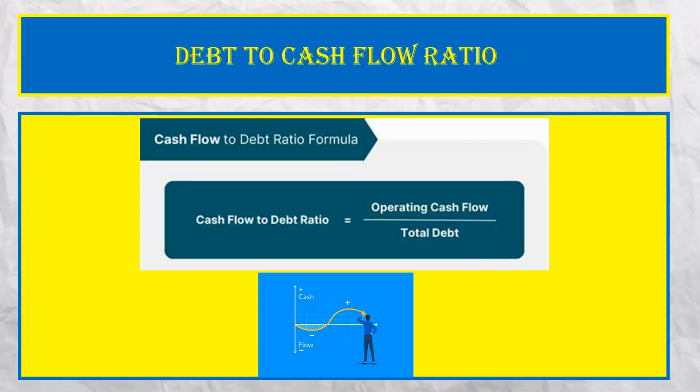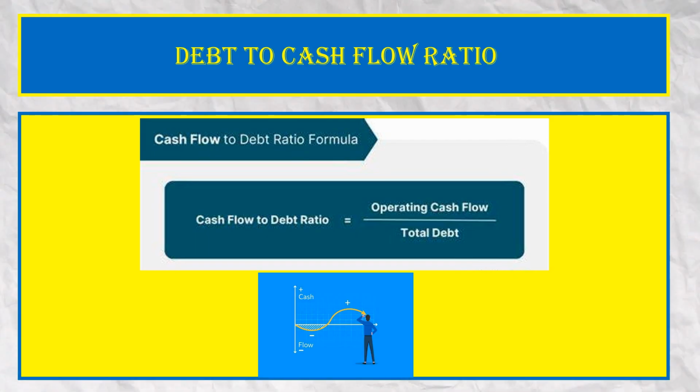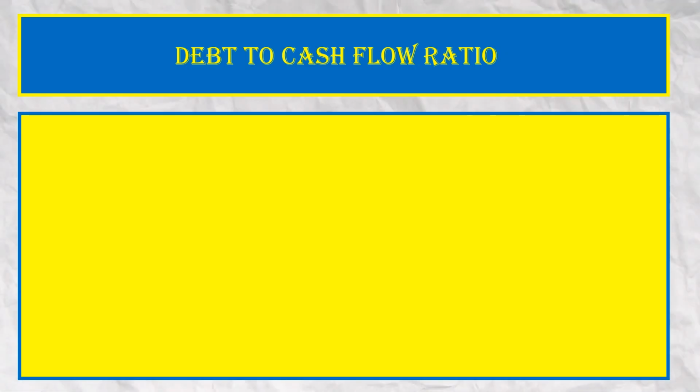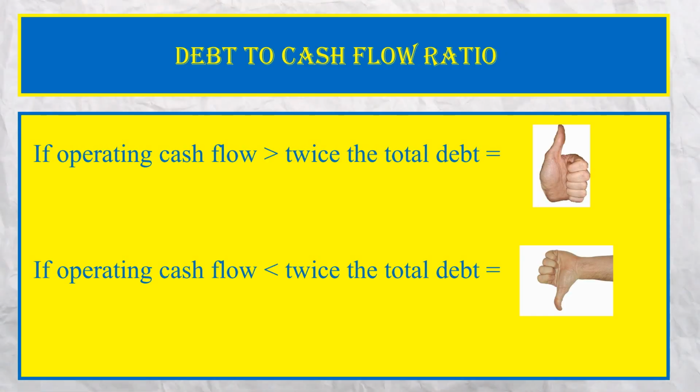The debt to cash flow ratio is another financial metric which shows how easily a company can pay off its debt by using its operating cash flow given in the cash flow statement. To calculate it, we have to divide debt given in the liabilities side of the balance sheet with the operating cash flow given in the cash flow statement. A higher ratio means that the company may struggle to pay off its debt. Generally, if the operating cash flow of a company is more than twice the amount of debt, then it's a good sign for a company.